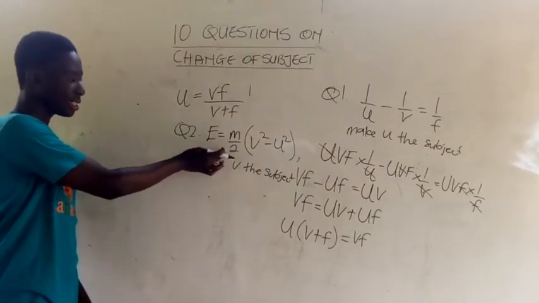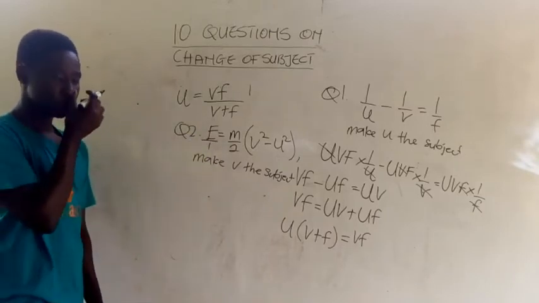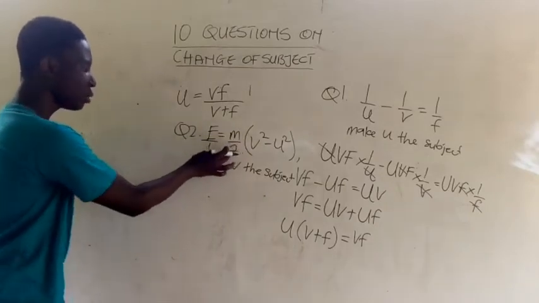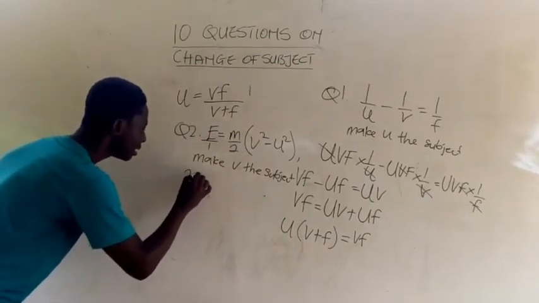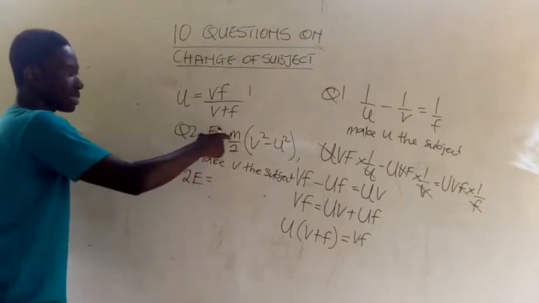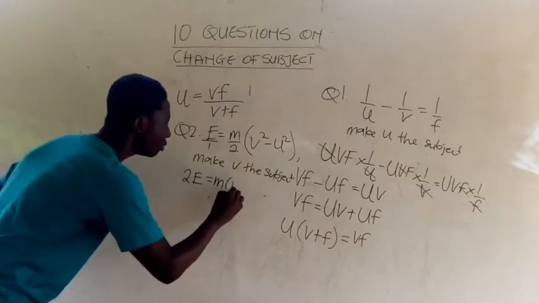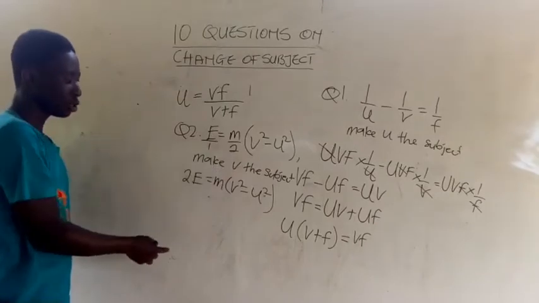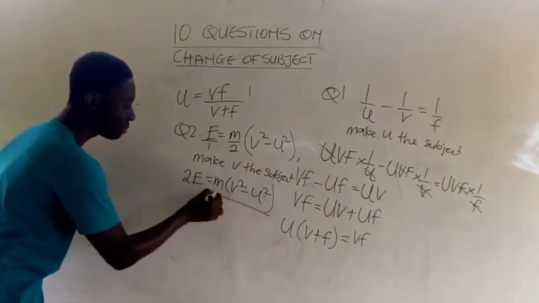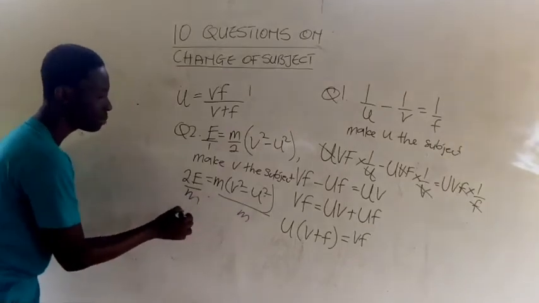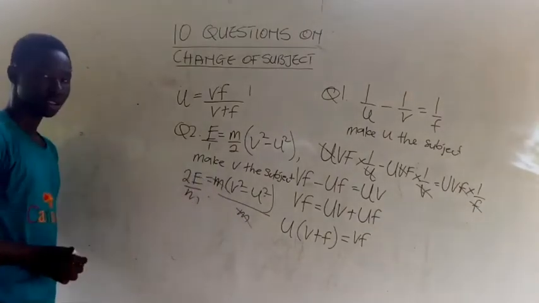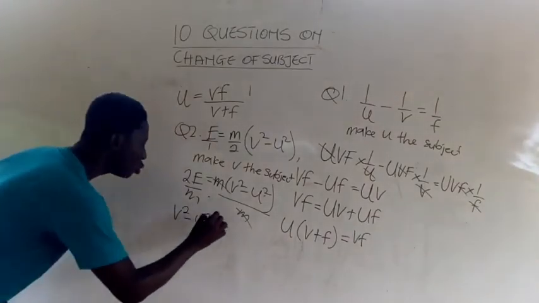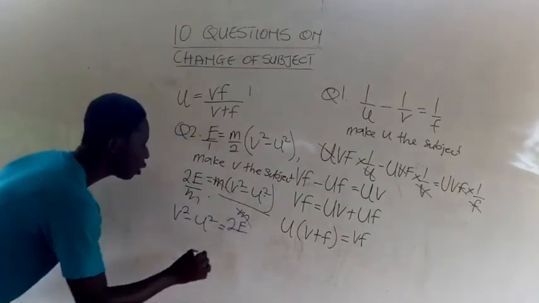We're having a fraction here, and this is also over 1. So we can simply do cross multiplication so that this can multiply this and then this can multiply this. So we are going to get 2e is equal to 1 times m, we are going to get m into v squared minus u squared. And we are asked to find v. So this one we need not expand the brackets. We have to divide both sides by m, so that the m will go off quickly for us to solve. So we are left with v squared minus u squared is equal to 2e all over m.